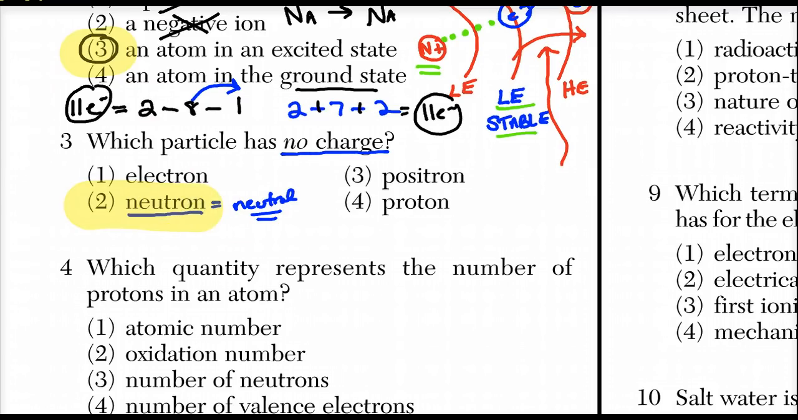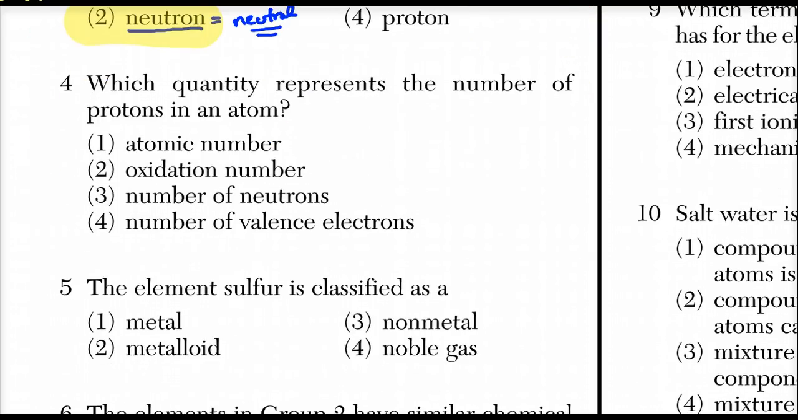Okay, choice 2. Number 4. Which quantity represents the number of protons in an atom? Okay, well, the number of protons in an atom would be the atomic number. So if we look at carbon 12, that bottom number is the proton number, or the electron number if it's an atom. But the protons in an atom is the atomic number, number 1.